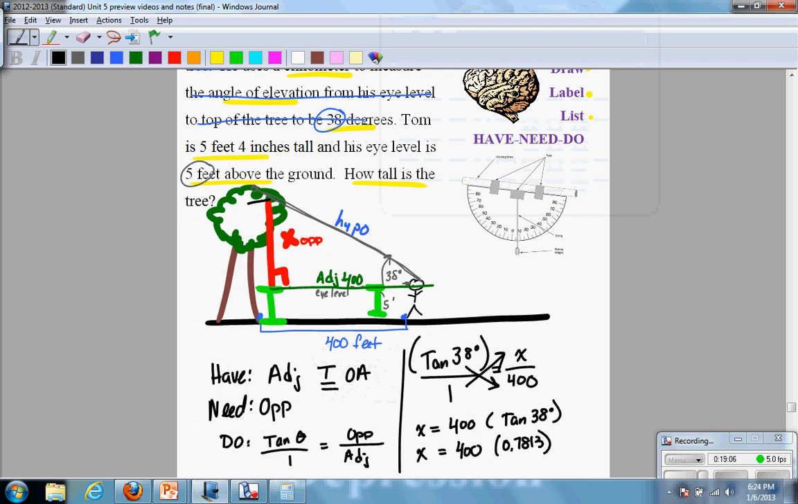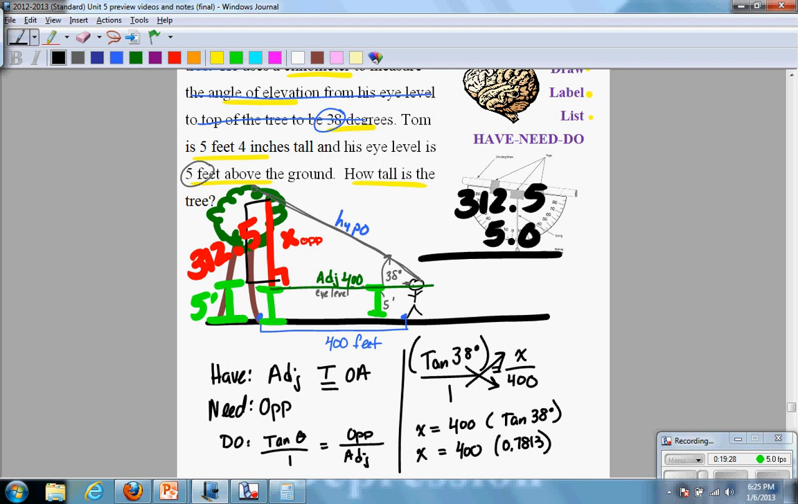So that means from here to here, I have 312.5 feet. Now that's not the true height of the tree, because that measurement was taken 5 feet off the ground. So to get the true height of the tree, we have to do 312.5 plus the 5 feet. And therefore it's 317.5 feet is the actual height of the tree.